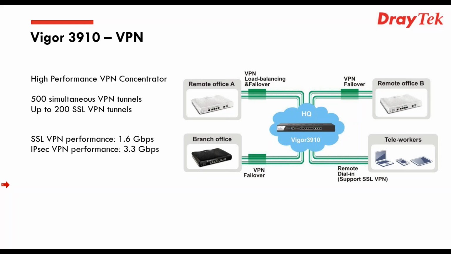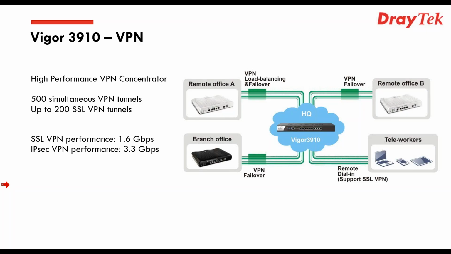And really the image here is just stating the types of VPNs that we can actually support on the Vigor 3910, whether this might be site-to-site, LAN-to-LAN VPN connections. It might be remote dial-in for teleworkers, so all different protocols supported there, but also we support SSL VPN, and I've mentioned there the actual throughput performance that's available as well.